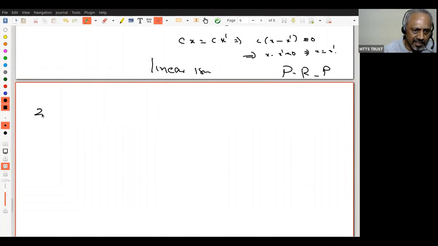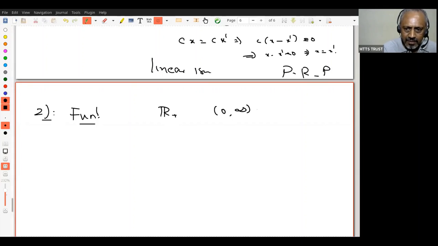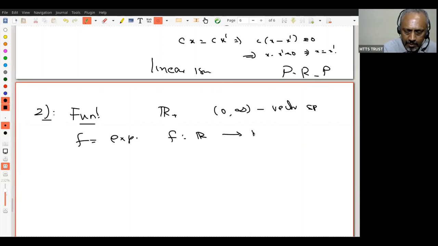Now let us look at another example. This will be fun. Do you remember we did R plus, that is positive reals, as a vector space? How did you do that? By looking at the exponential map. Call it f. Then I had a map f from R to R plus. The map was t going to e to the power t. Right? Using this, we made R plus into a vector space. Okay? Do you remember this? This map f, I claim, is a linear isomorphism.